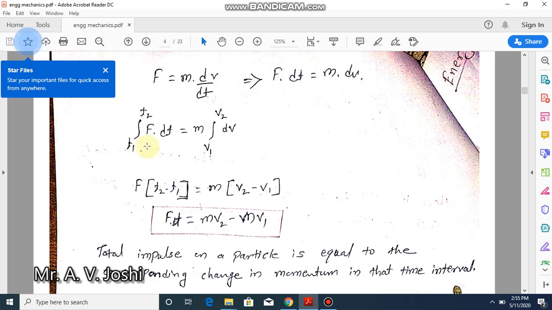We take integration with respect to t between t1 and t2. So integral of F dt equals m times the integration of v from v1 to v2. Finally we have F into (t2 minus t1) equal to m into (v2 minus v1). So F t equals m v2 minus m v1. So the total impulse on a particle is equal to the corresponding change in momentum in that time interval.